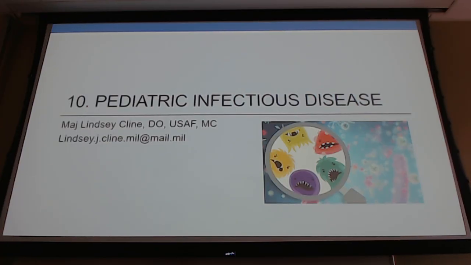Correct. What is the lowest age that you can give a child acetaminophen? 2 months. 2 months for acetaminophen. What is the lowest age that you can give a child ibuprofen? 6. That one is 6 months. Correct. What is that dose of ibuprofen?